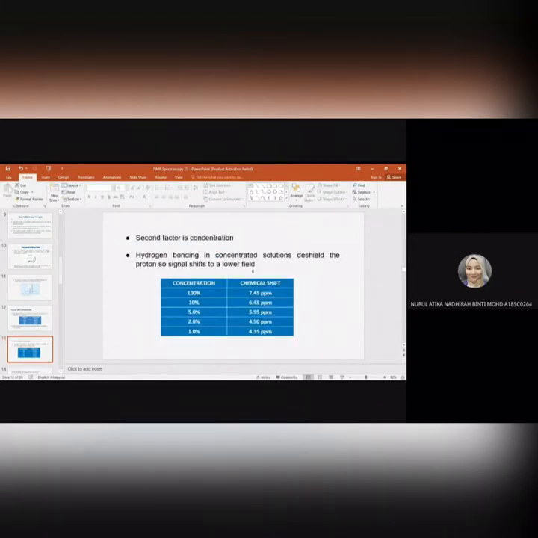The second factor is concentration. Hydrogen bonding in concentrated solution shifts the proton signal to a lower field, which means the higher the concentration of the solution, the higher the chemical shift value. Okay, so we can see in this table, at 100% concentration of solution, the chemical shift is 7.45 ppm. And for 1% concentration, the chemical shift is 4.35 ppm.